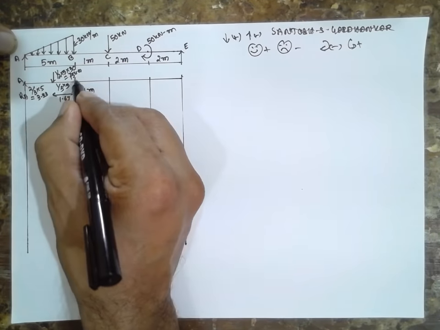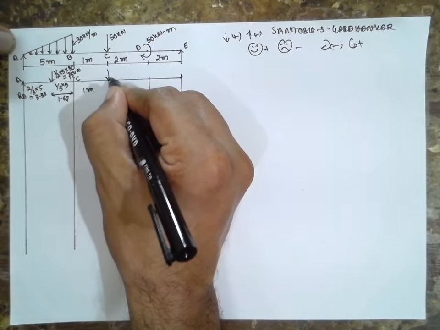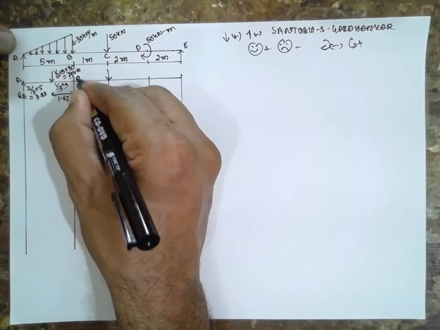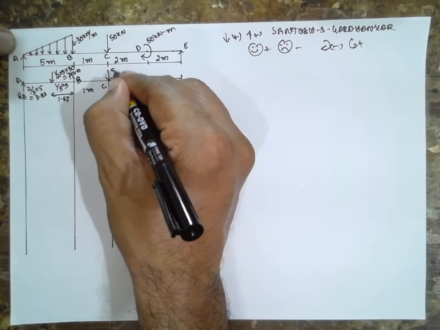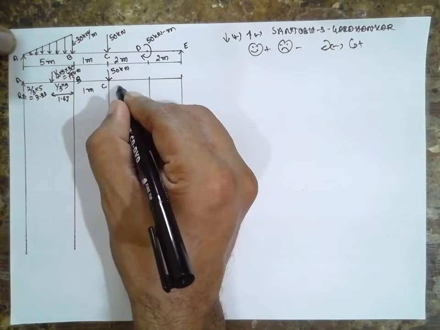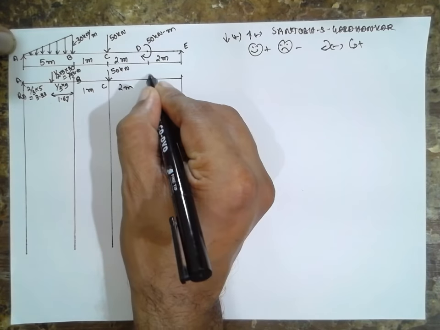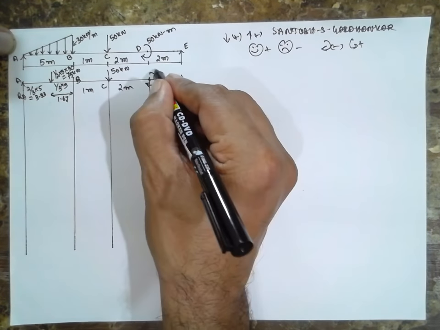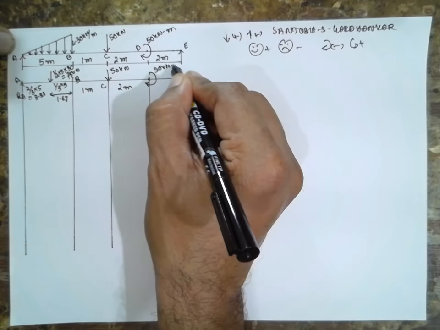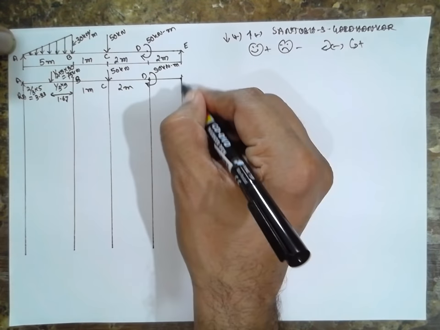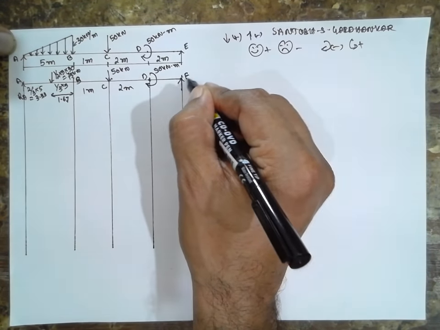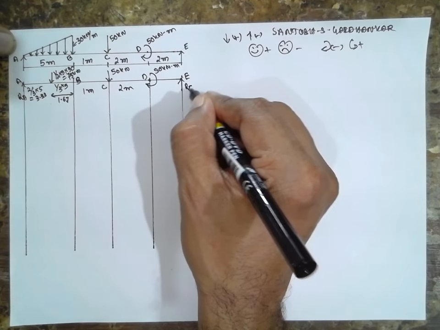This is A, this is B, this is C. A 50 kilonewton load is acting here at C. 2 meter. There is a couple, clockwise rotation, 50 kilonewton meter. At E there is a reaction, RE.